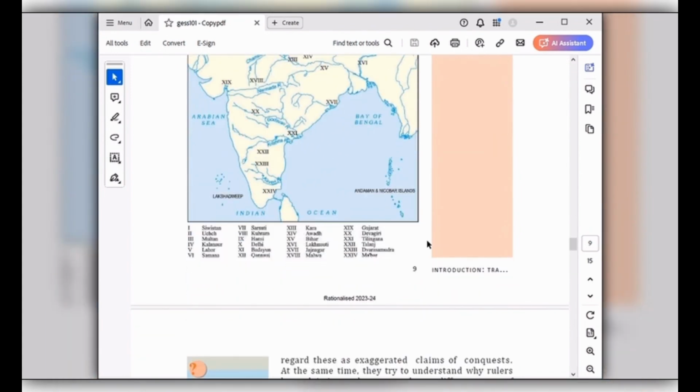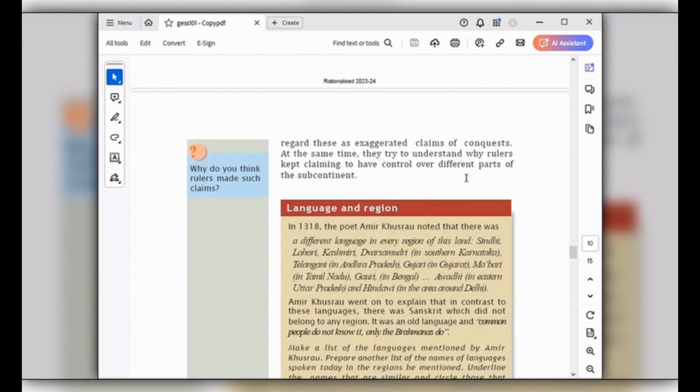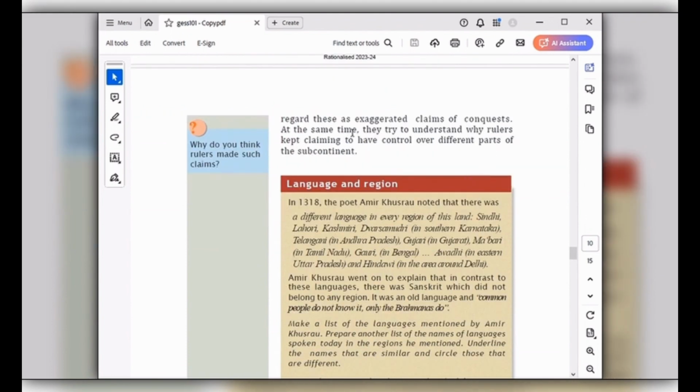Historians regard these as exaggerated claims of conquest. At the same time, they tried to understand why rulers kept claiming to have control over different parts of the subcontinent.